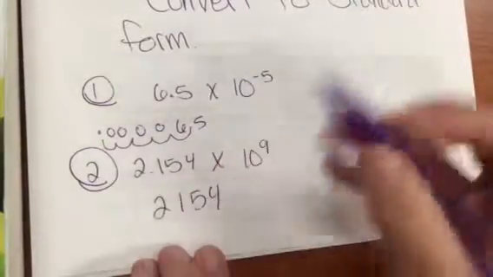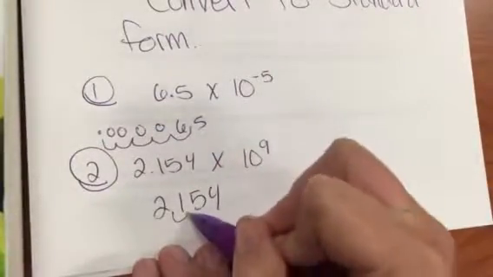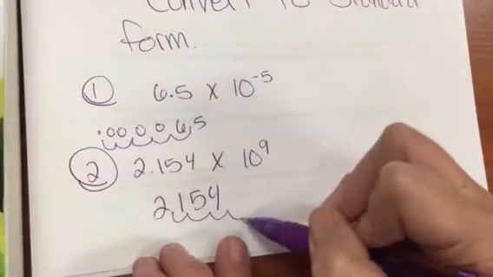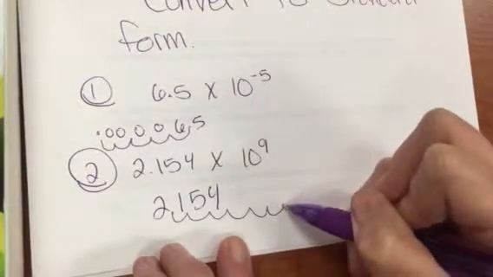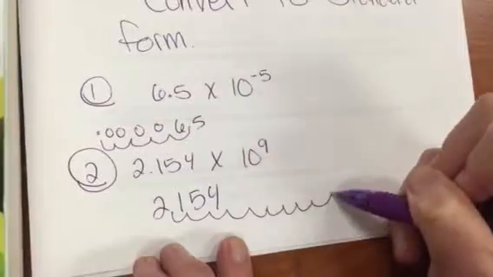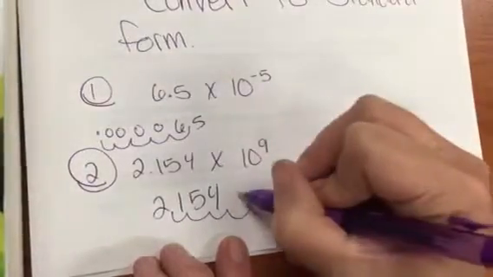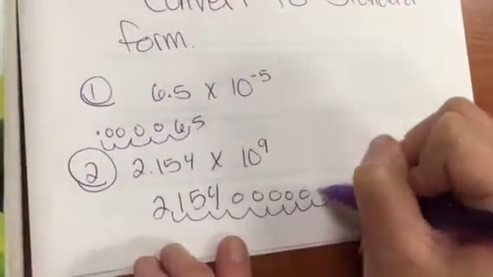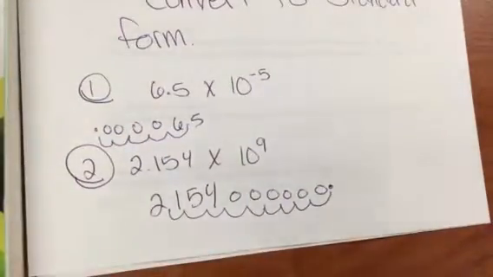Awesome. Now this next one, I'm going to write my numbers in here. And I'm going over 9, so I've got 1, 2, 3, 4, 5, 6, 7, 8, 9. That's where my decimal goes. And add in zeros. Okay, and that's the answer.